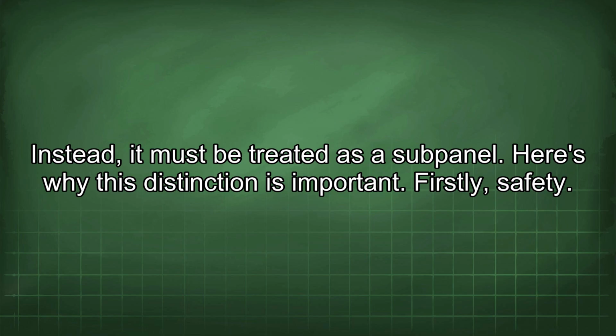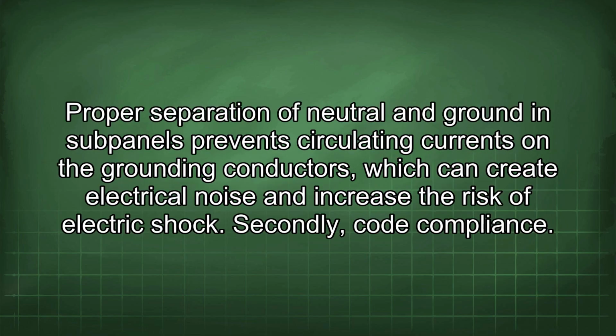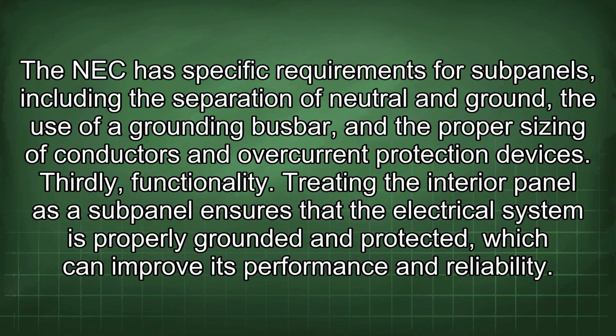Here's why this distinction is important. Firstly, safety. Proper separation of neutral and ground in subpanels prevents circulating currents on the grounding conductors, which can create electrical noise and increase the risk of electric shock. Secondly, code compliance. The NEC has specific requirements for subpanels, including the separation of neutral and ground, the use of a grounding busbar, and the proper sizing of conductors and overcurrent protection devices.